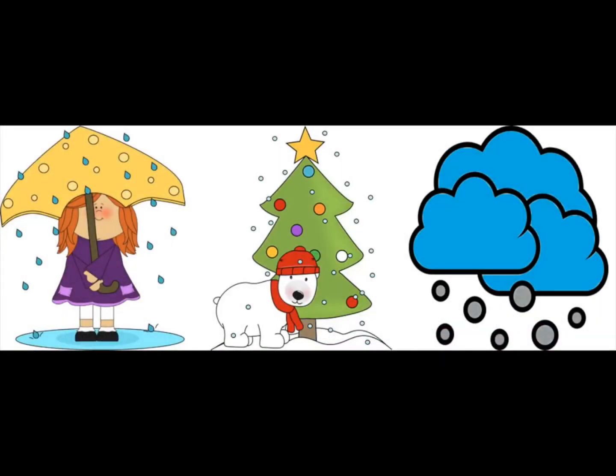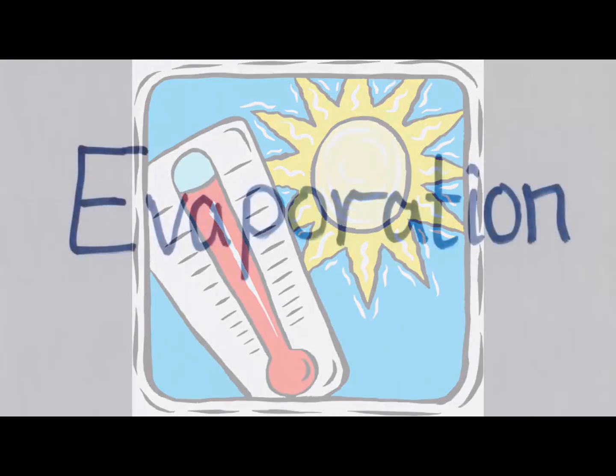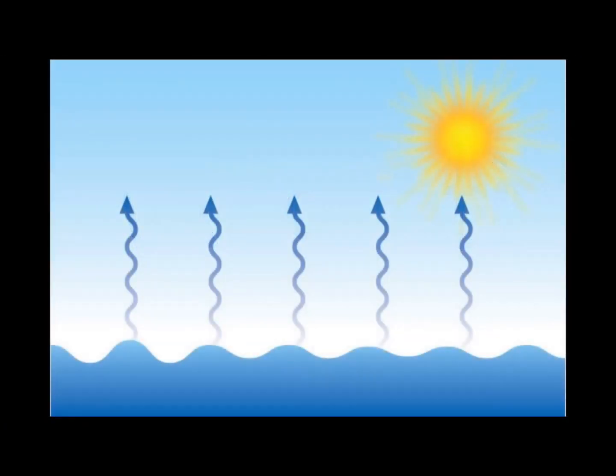Good morning, everyone. I am going to tell you how rain, snow, and hail happen. At the beginning, water turns into water vapors due to the heat of the sun. This process is called evaporation. No one can see these water vapors because they are too small. Water vapors are like hot air. When air becomes hot, it goes up. As you go up, the weather becomes cold.